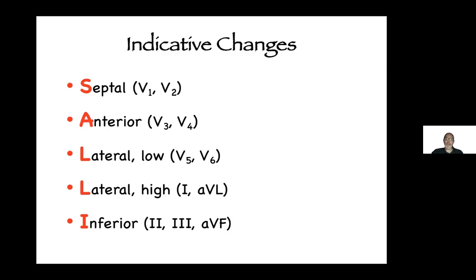So I always look at V1 and V2 for my septal leads, V2, V3, and V4 my anterior leads. And actually, truth be told, I look at V1, V2, V3, and V4 kind of all in one fell swoop, and the reason why is because all of that territory is fed by the LAD anyway. Then I come down and glance at V5 and V6, and then I look at 1 and AVL, and then finally I look at 2, 3, and AVF.